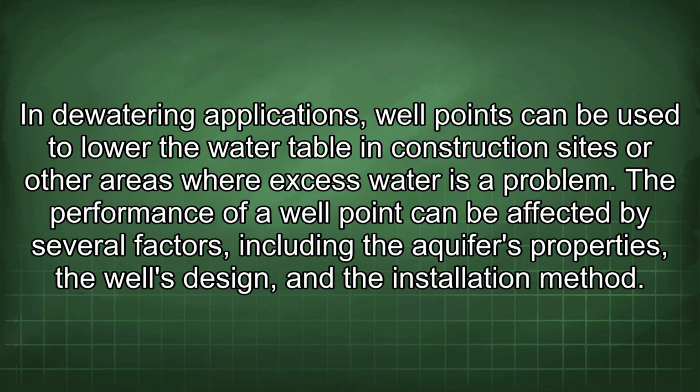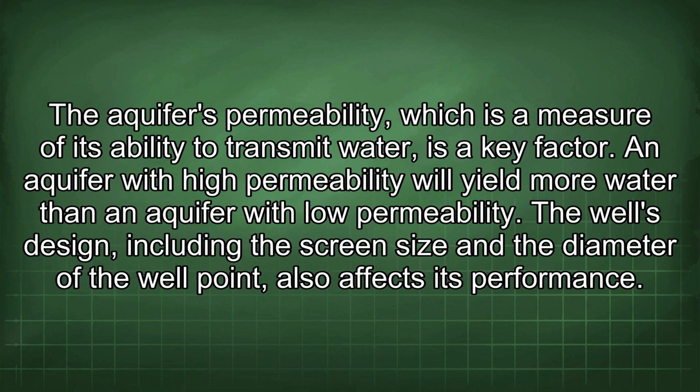The performance of a well point can be affected by several factors, including the aquifer's properties, the well's design, and the installation method. The aquifer's permeability, which is a measure of its ability to transmit water, is a key factor. An aquifer with high permeability will yield more water than an aquifer with low permeability. The well's design, including the screen size and the diameter of the well point, also affects its performance.